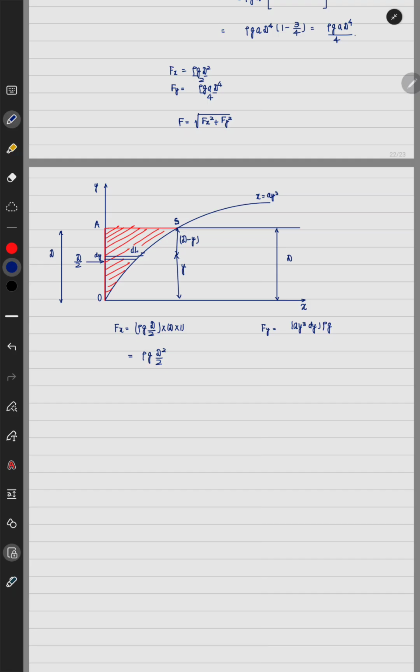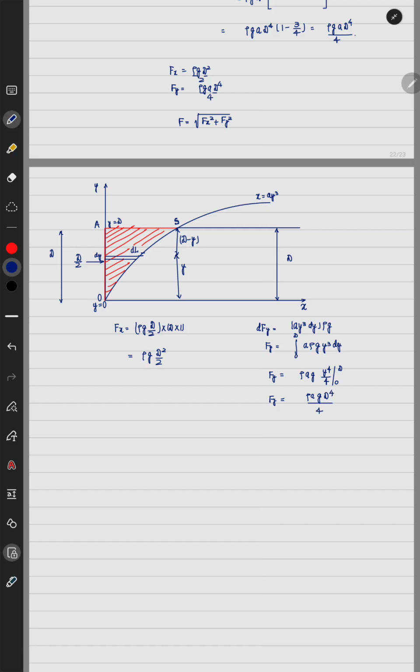So integrating this, dFy, we can get Fy is equal to the integral of A rho g y cube dy from 0 to capital D, because it is varying from y equal to 0 to y equal to capital D. So Fy is equal to rho A g y to the power 4 divided by 4, from 0 to D. This is given by rho A g D to the power 4 divided by 4.